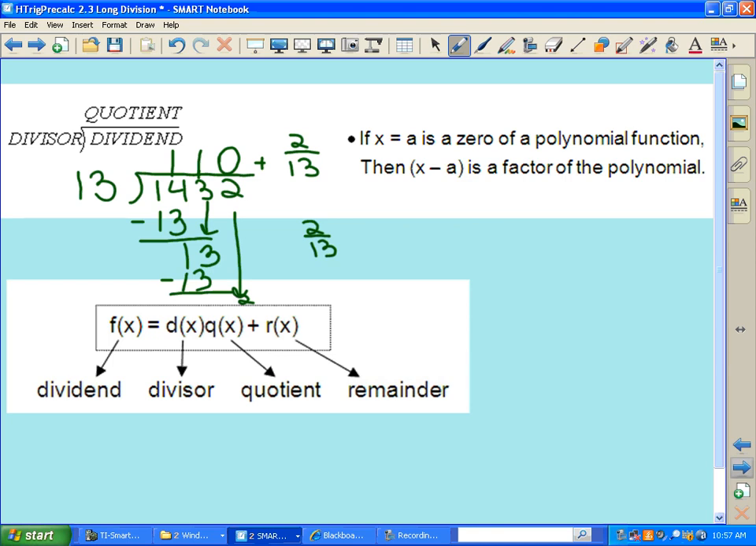But that was long division. So you had the 110, that's the number we broke down, with that extra remainder of 2 left over out of the 13. We're going to do that with functions. So we're going to see if we can break down functions.